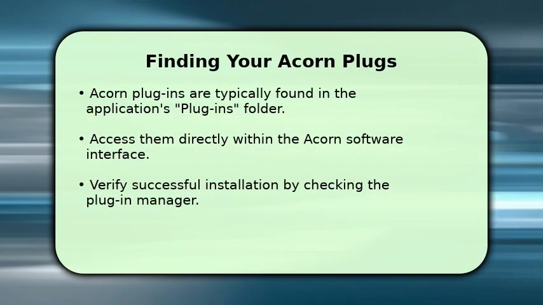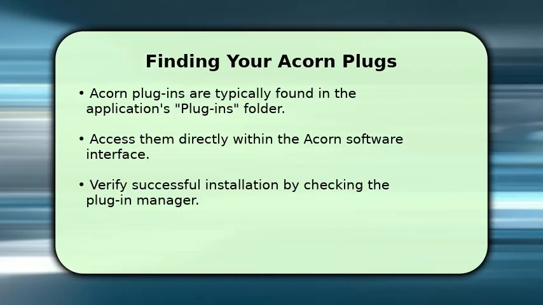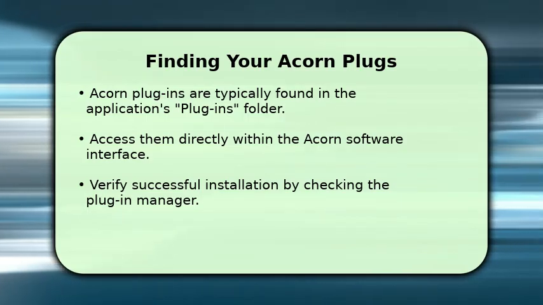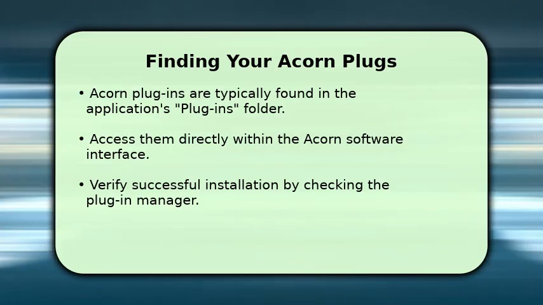Once installed, open your Acorn application. Most plugins are automatically detected and appear within the application's interface, often under a Filters, Effects, or Plugins menu. If you need to manually locate them, navigate to your Acorn installation directory and look for a subfolder named Plugins or Extensions. You can also check the plugin manager within Acorn to confirm they are active.